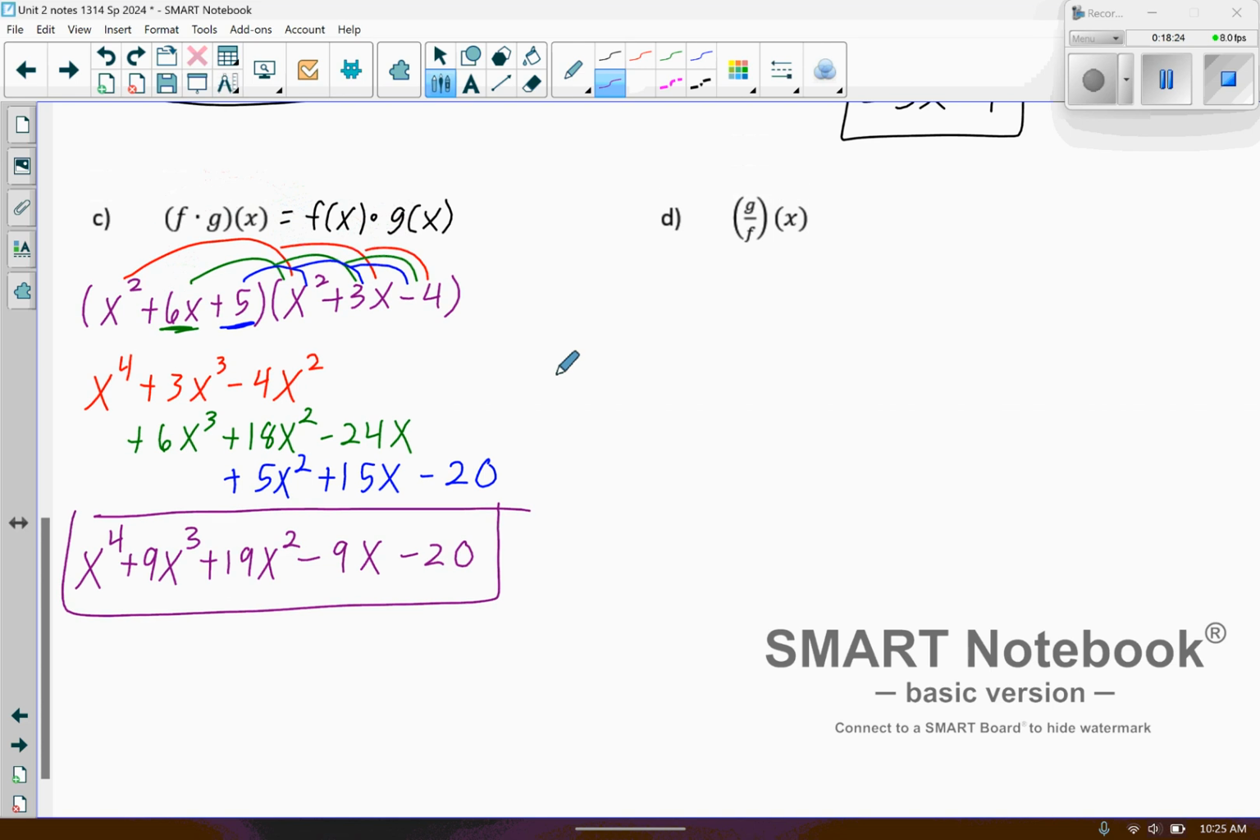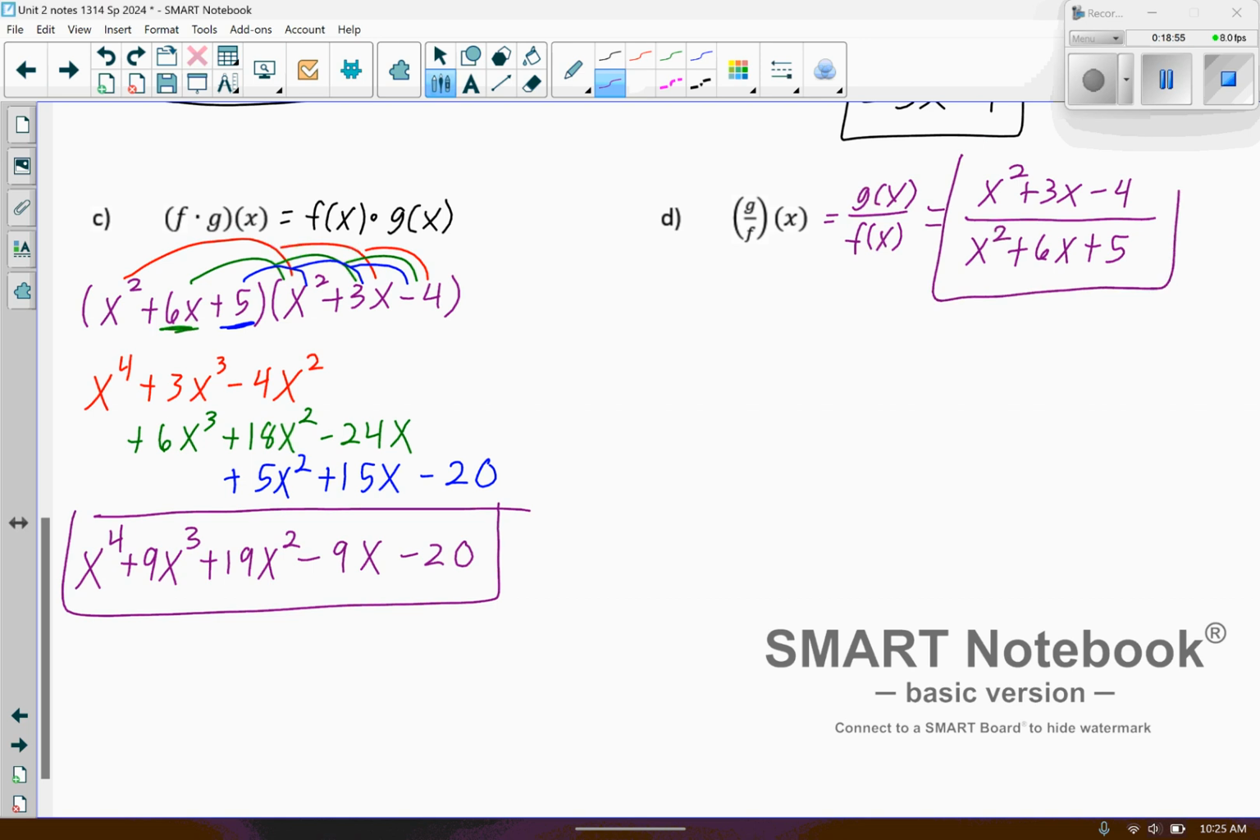Okay, part D, once again, we're just going to do the quotient. So it's going to be g of x over f of x. So g of x was defined as x squared plus 3x minus 4. And f of x was defined as x squared plus 6x plus 5. And they may be factorable, but I wouldn't really worry about that right now. That's something that we're going to deal with in a later unit. So we're just going to leave it like that for now.